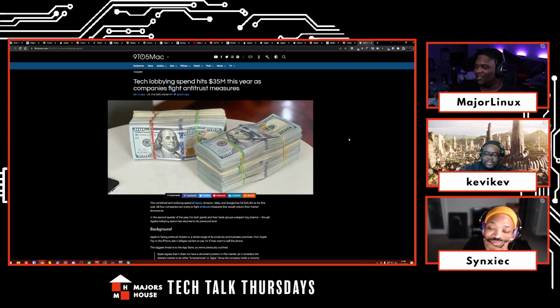Yeah. Oh, we got these fat stacks of cash. You know what's been spending fat stacks of cash? Tech lobbyists. They spent over $350 million this year as companies fight antitrust measures. I'm looking at you, Alphabet, Meta, Apple, Microsoft. Oh yeah, definitely Microsoft. Big time Microsoft.